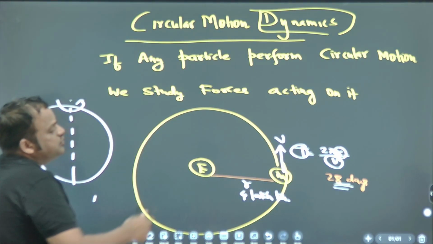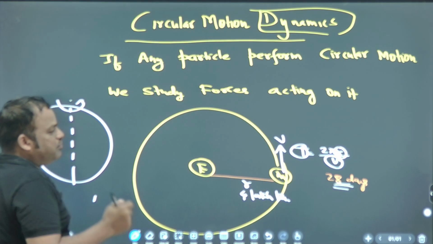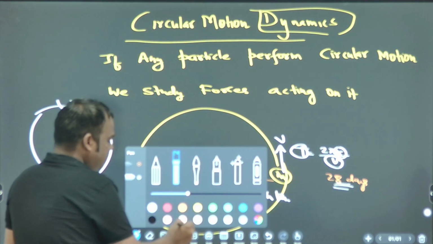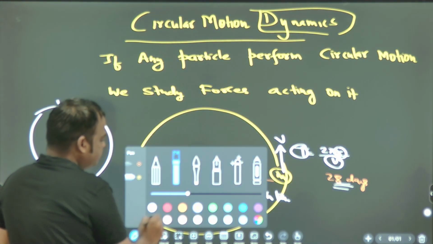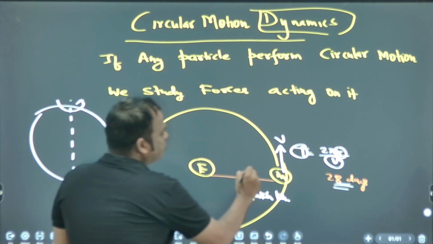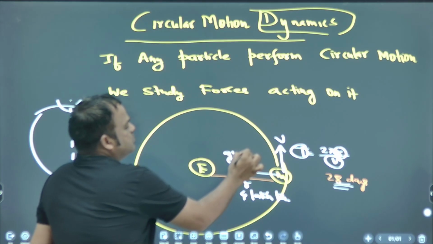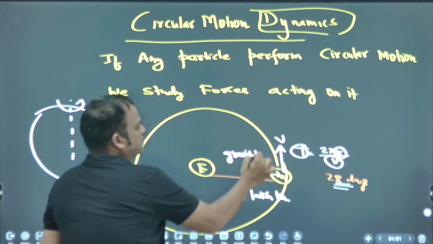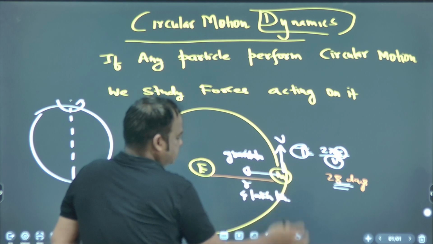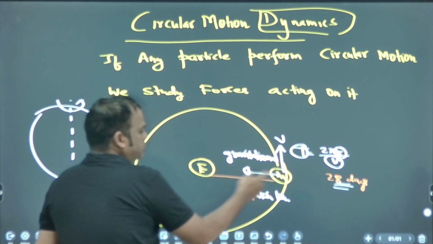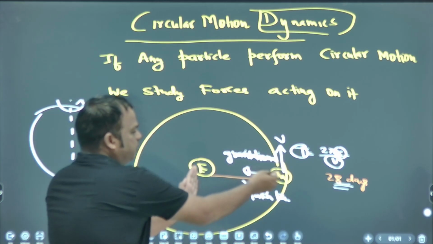So that is kinematics. But why is it performing circular motion around Earth? Tell me, why? What is the reason? What force is acting? Gravitational force, correct? So Earth is pulling the Moon, so gravitational force. So gravitational force is acting towards Earth, correct? Earth is pulling the Moon towards it.